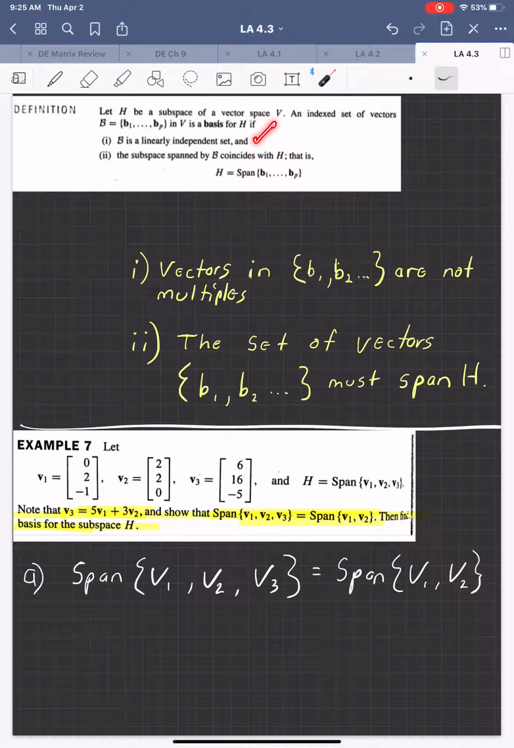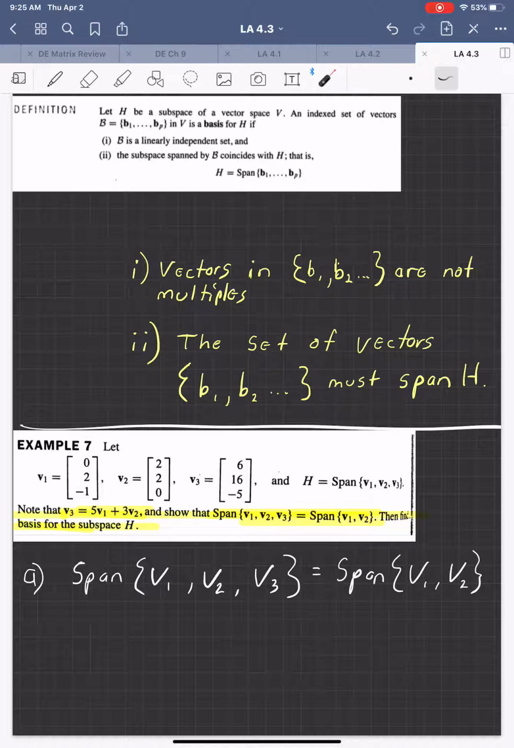If B, meaning your set, is a linearly independent set. And all that means is they're not multiples of each other. i and j are not scalar multiples. You cannot build one from the other by choosing a scalar. So they can't be scalar multiples of each other.